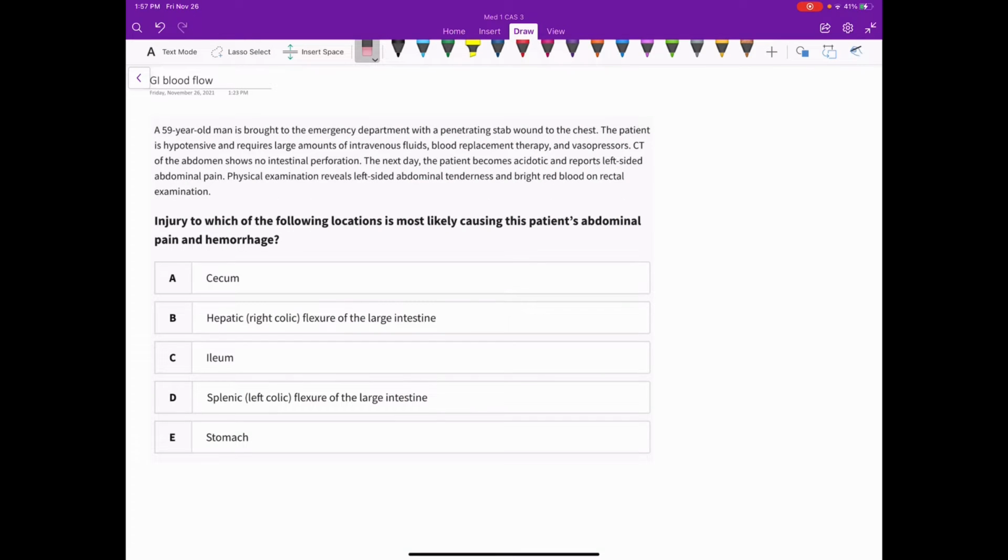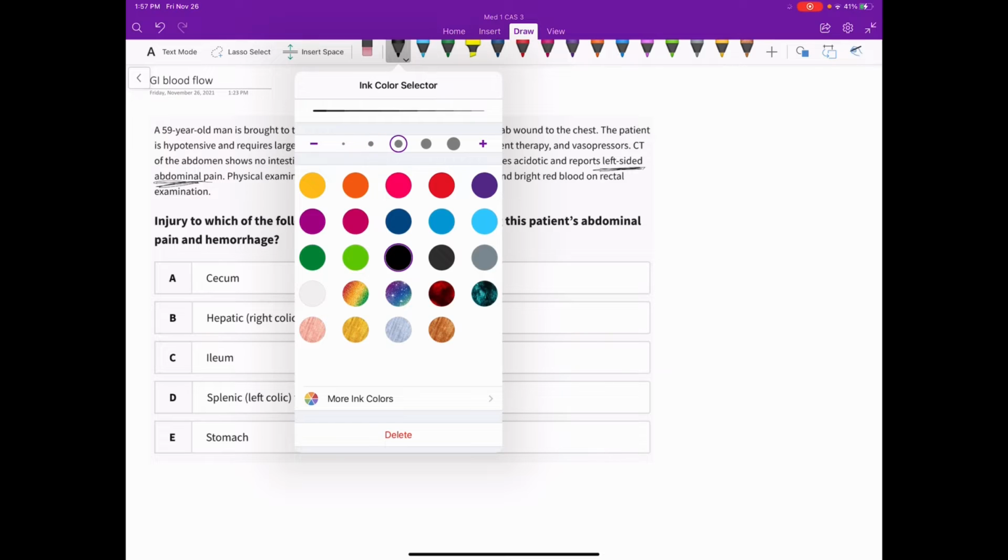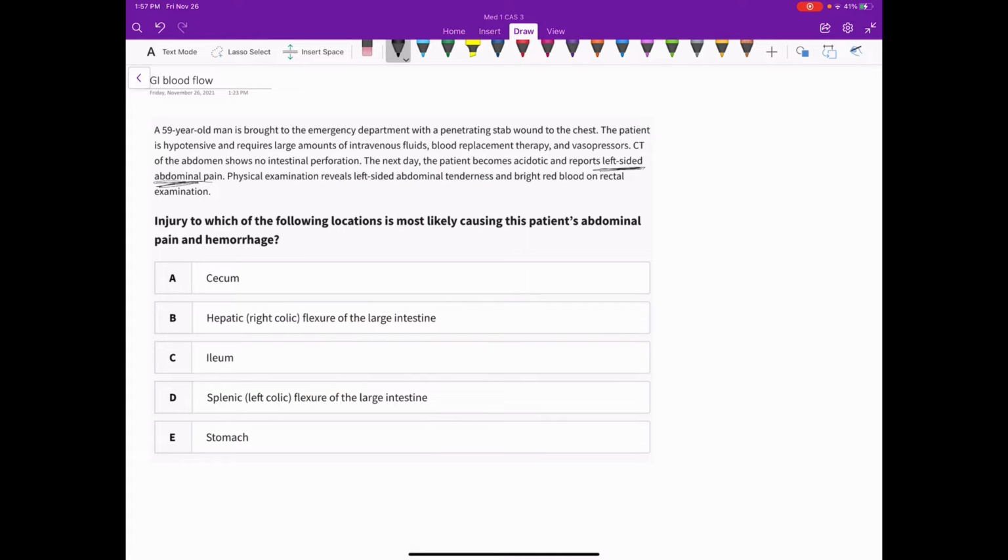A 59-year-old man is brought to the emergency department with a penetrating stab wound to the chest. The patient is hypotensive and requires large amounts of intravenous fluids, blood replacement therapy, and vasopressors. CT of the abdomen shows no intestinal perforation. The next day, the patient becomes acidotic and reports left side of abdominal pain. So this is the first thing of importance. Not the first thing, but a main thing we should look at. Physical examination reveals left side of the abdominal tenderness and bright red blood on rectal examination.